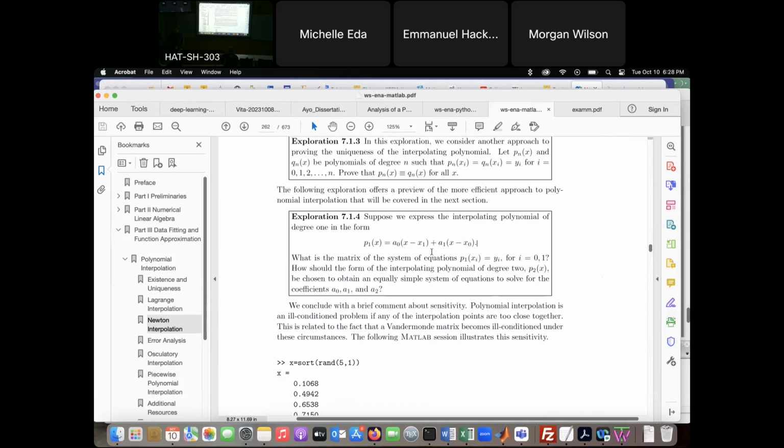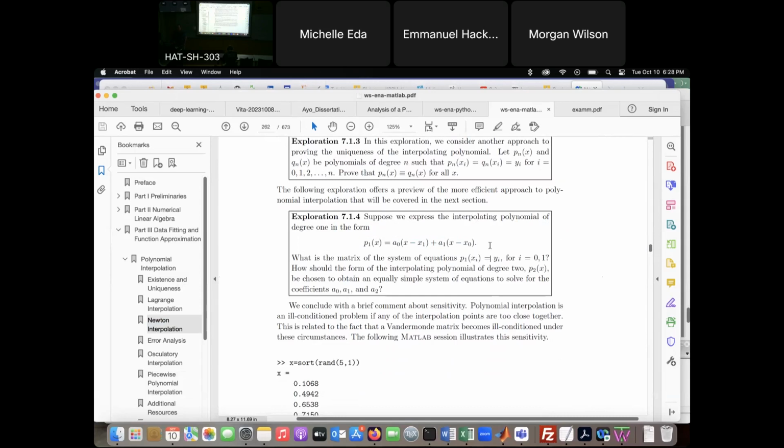Since you want to have certain entries of your matrix be equal to 0, you have to propose a form of P2 of x so that when you plug in x equal x naught, x1, x2, certain terms go away, because that is what happens in a degree 1 case. So this is about extrapolating to a more general case. Like you try this similar case, and then how do you make a similar thing happen when the problem grows in complexity a little bit?